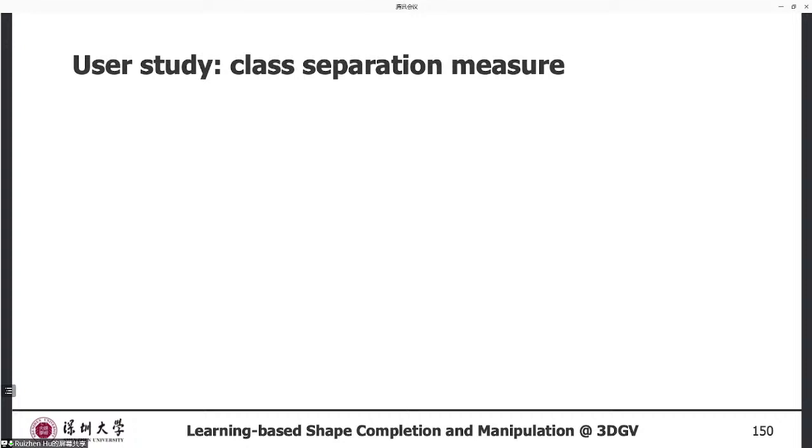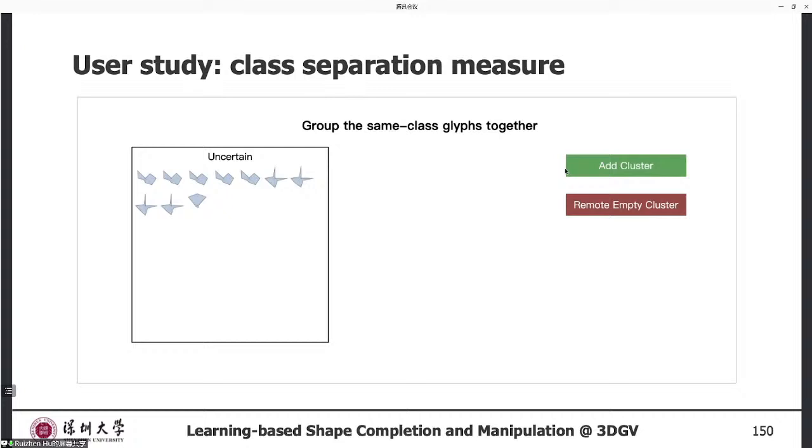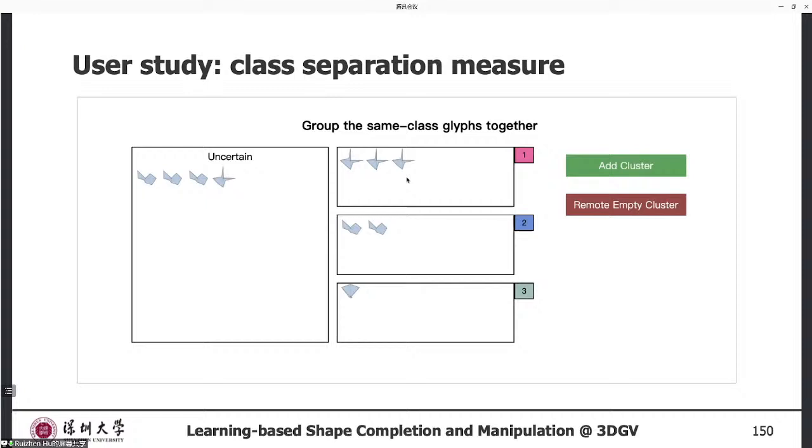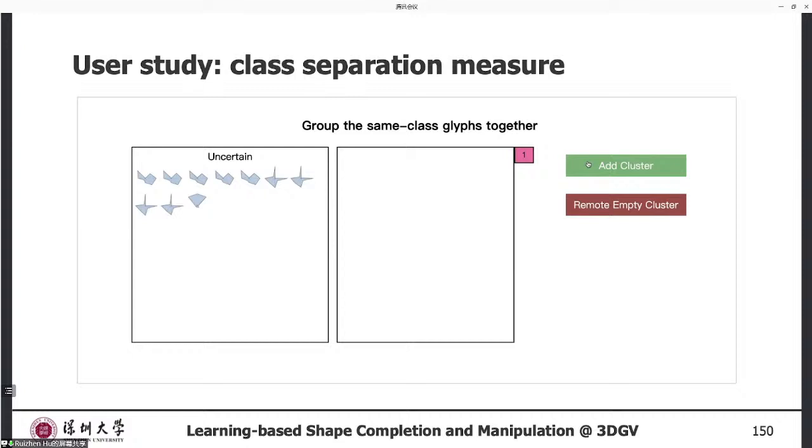We also conducted a user study to justify our class separation measure. In this study, users are shown a set of star glyphs without labeling. Then they are asked to manually group the glyphs into clusters. Note that the size of each cluster can be different, and the number of clusters is also decided by the user. So the average grouping quality of the result will indicate the perceptual class separation of the star glyph sets.